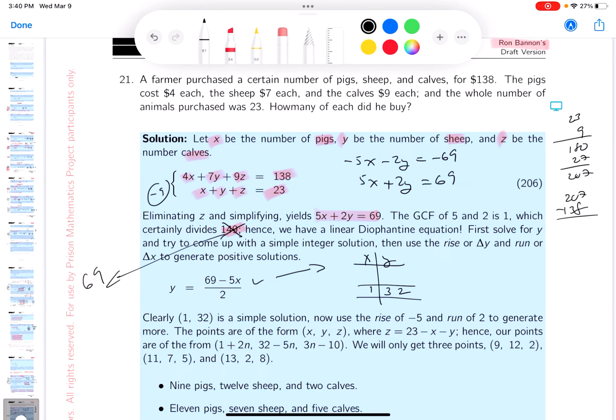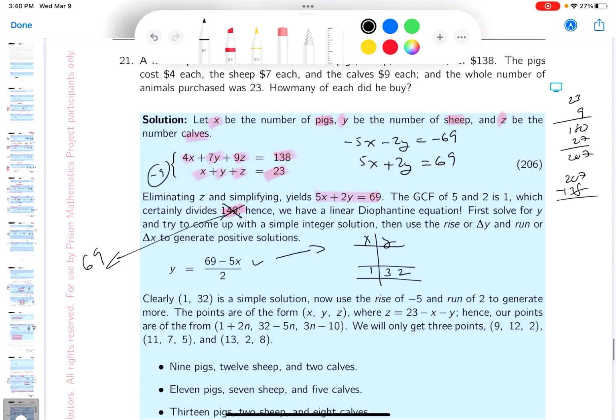You know what? That doesn't make any sense, does it? But I wouldn't worry about it. And I'll tell you why it doesn't make any sense. There's only 23 animals, right? It couldn't have 32 of those things. Anyway, let's not worry about it. What I'm going to worry about is the slope now. What's the slope going to be? It's going to be minus 5 over 2.